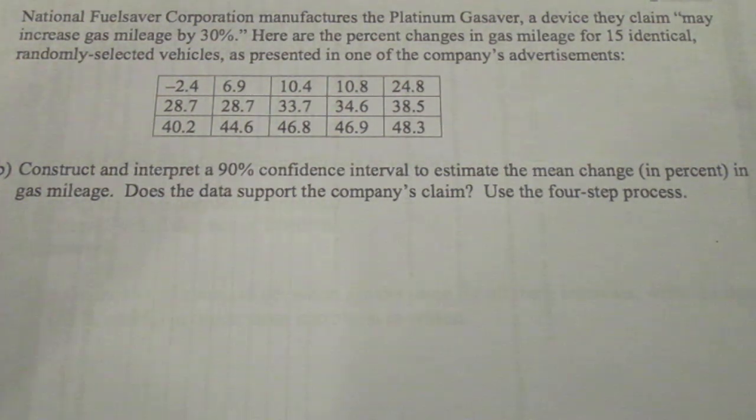Then after they put the Platinum Gasiver in there, they measured them again, and that's the difference in gas mileage. I'm guessing that'll be for a tank. Doesn't really matter. Yeah, it does matter, because who gets 48 miles to the gallon? So I'm guessing it's a tank, but whatever. They don't tell us this stuff, but as a statistician, you should be thinking about this stuff.